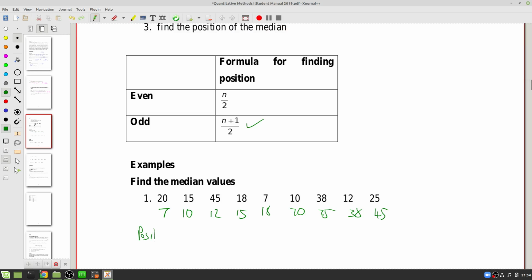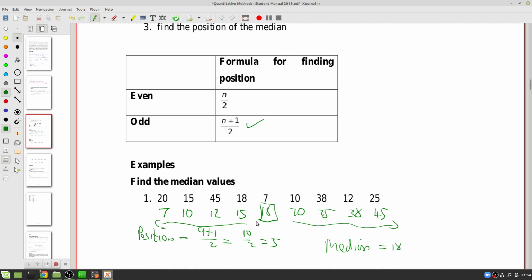So the position of the median is going to be n, which in our case is 9, plus 1, over 2. That gives us 10 divided by 2, which is 5. So that tells us it's in the 5th position. So 1, 2, 3, 4, 5. So there we go, the fifth position. So our median is 18, which means half the values are less than 18 and the other half is more than 18. Good, so that's the median.